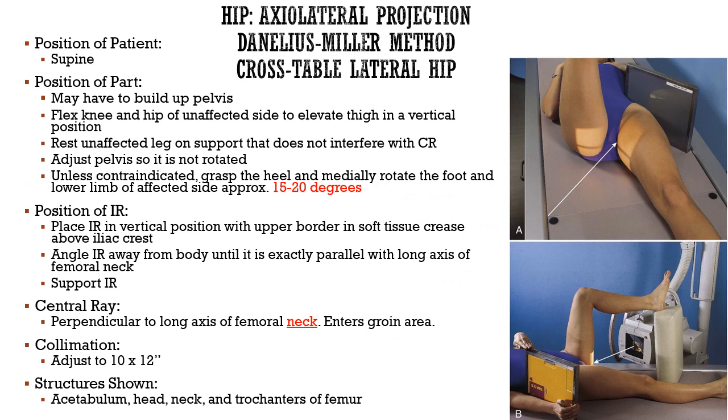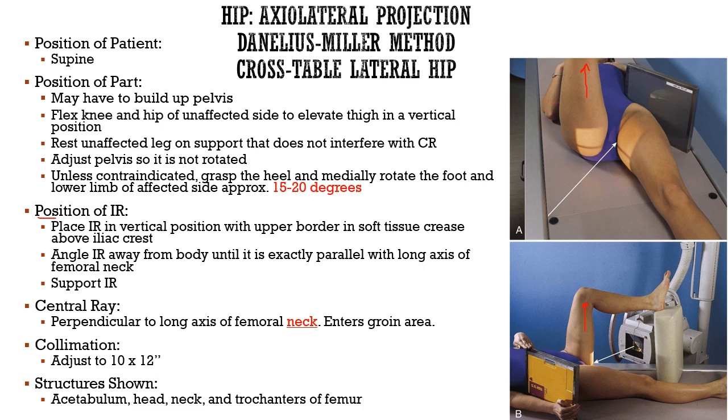This is an axial lateral projection, the Danelius-Miller method, the cross-table lateral hip. Now the patient is supine. We may have to build up the pelvis. We're going to flex the knee and the hip of the unaffected side to elevate the thigh in a vertical position. So the unaffected side is up. On the other hand, the affected side is going to be the one that's down, and we're going to grasp the heel and internally rotate the affected side 15 to 20 degrees, only if it's not contraindicated.